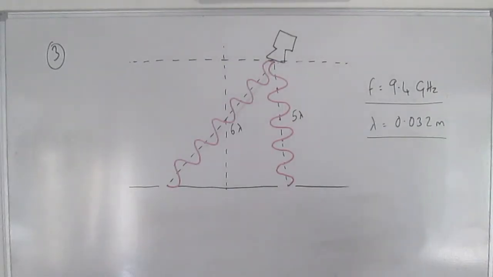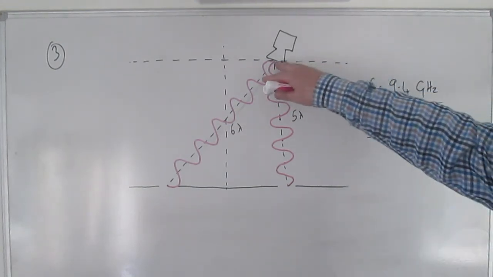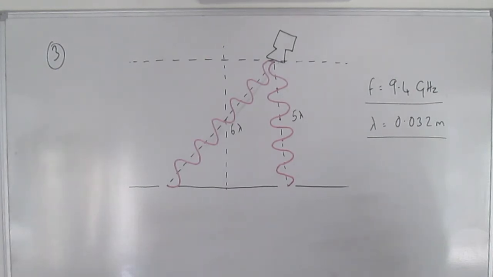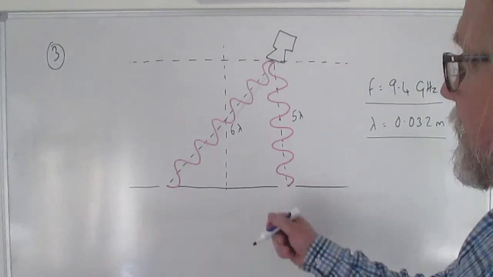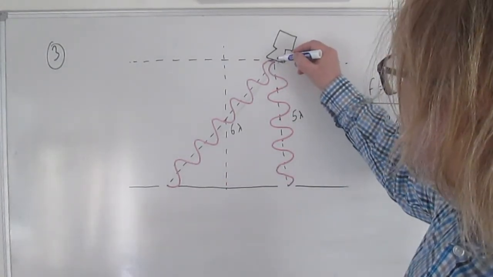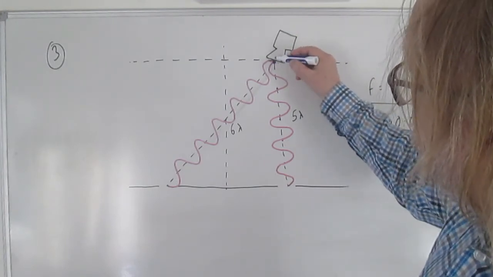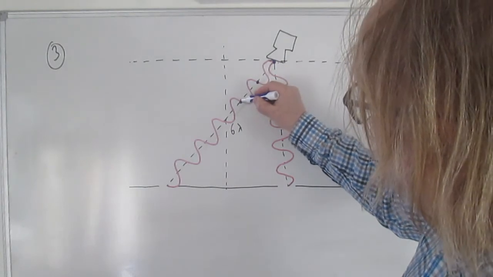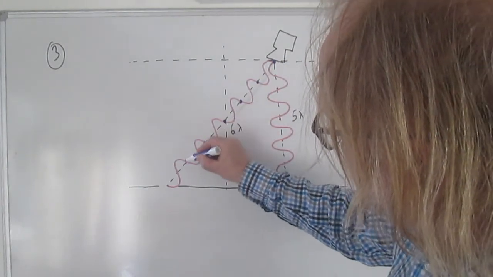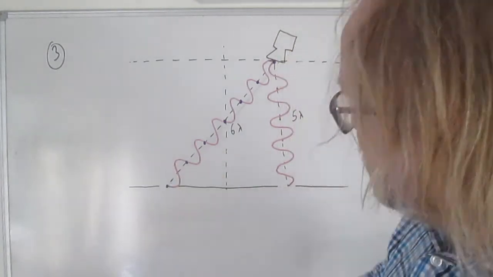Now for part C, we have to explain whether what we'll get at this particular point is a maximum or a minimum in the interference pattern. And the important thing is that you explain it fully to make sure you get all of the marks. So looking at this, you can see that at the point where it arrives at the detector, that's in phase with this point, and this point, and this point, and this point, and this point, and that point.